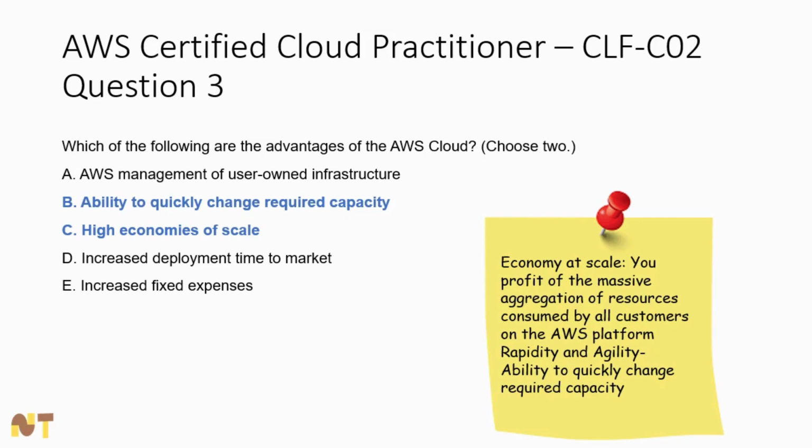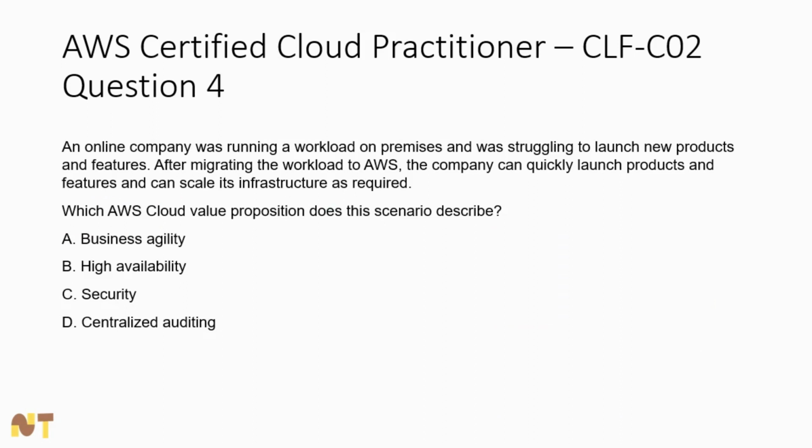Now let's move ahead to the next question. An online company was running a workload on premises and was struggling to launch new products and features. After migrating the workload to AWS, the company can quickly launch products and features and scale its infrastructure as required. Which AWS cloud value proposition does this scenario describe? Options are A. Business agility, B. High availability, C. Security, and D. Centralized auditing.